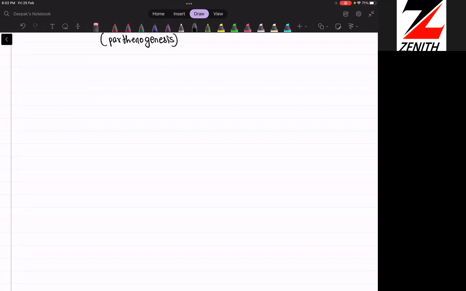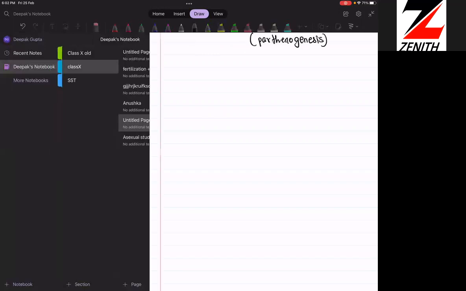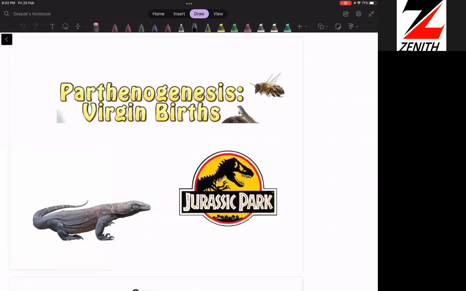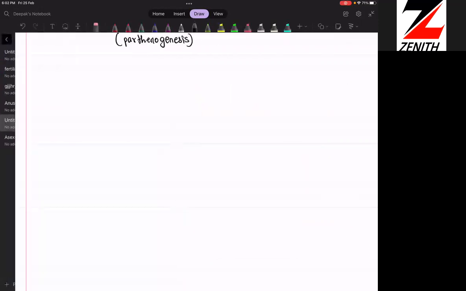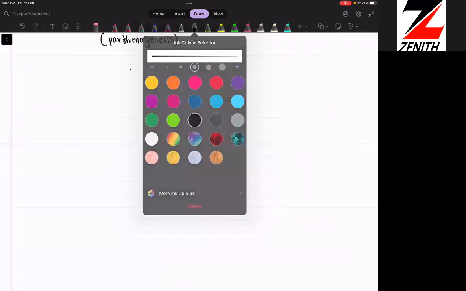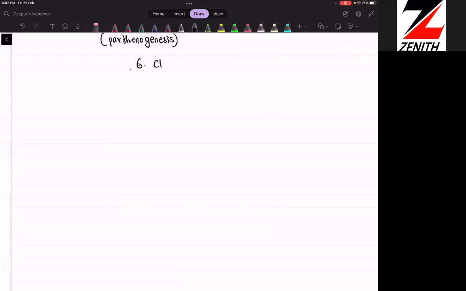Then in this last is what we'll take it as cloning. Okay, sixth one you can take is cloning. Cloning is also asexual, but it is artificial asexual reproduction.